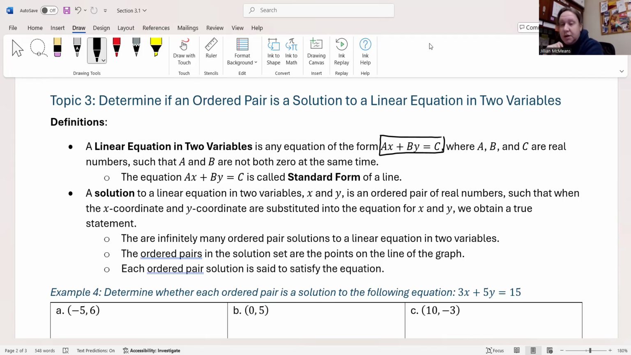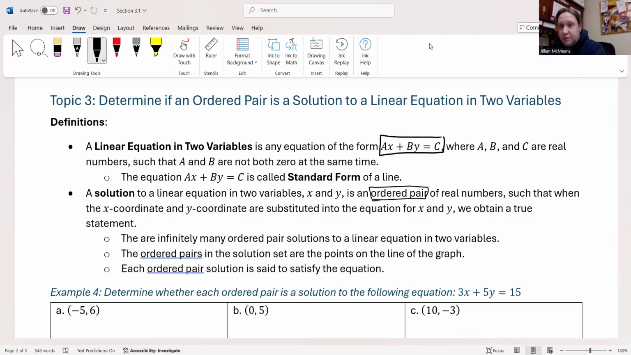Now, solutions. A solution to a linear equation in two variables, x and y, is an ordered pair of real numbers. So our solutions are ordered pairs. And it's not just any ordered pair. You have to have an ordered pair such that when the x and y coordinates are substituted into the equation for x and y, you get a true statement. Ultimately, we take the x coordinate of the ordered pair and plug it into the equation, take the y coordinate of the same ordered pair and plug it in, and if it gives us a true statement, that tells us this has to be a solution.